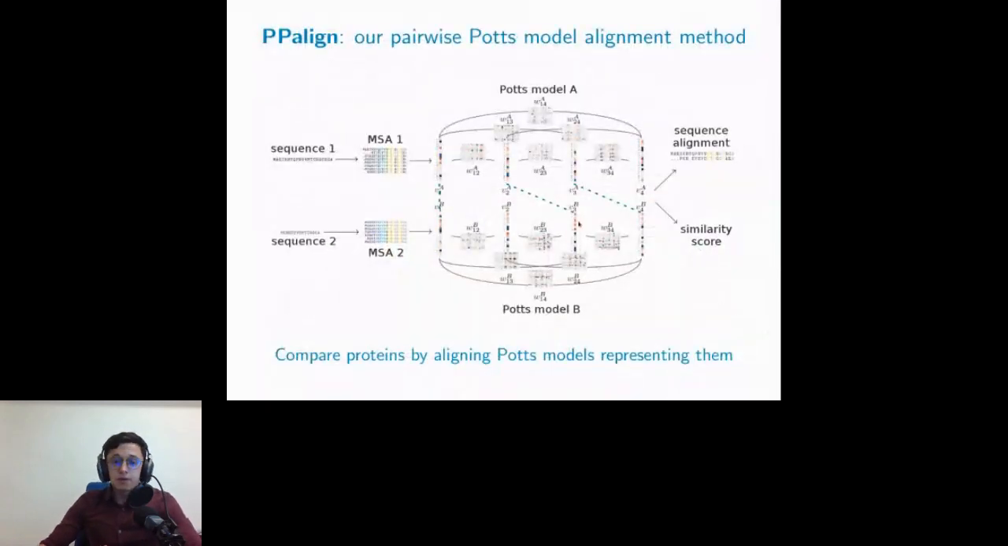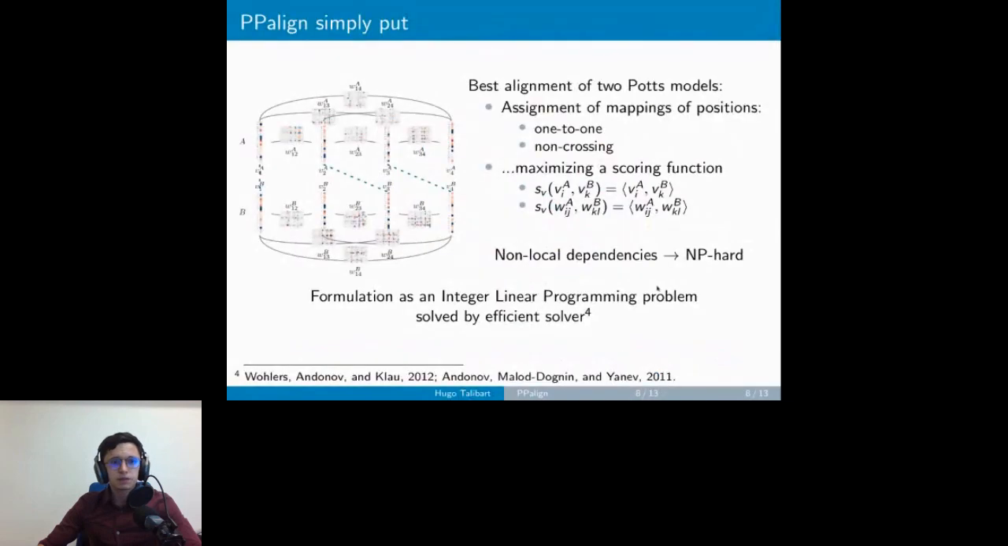So as a first step in this direction, we designed a pairwise Potts model alignment method, PPalign. PPalign compares two protein sequences by aligning Potts models representing them. To put it simply, we define the best alignment of two Potts models as an assignment of mappings of positions between the two models so that they are one-to-one and non-crossing, and they maximize a scoring function, which is a similarity score between the two models, which we based on the scalar products between the parameters.